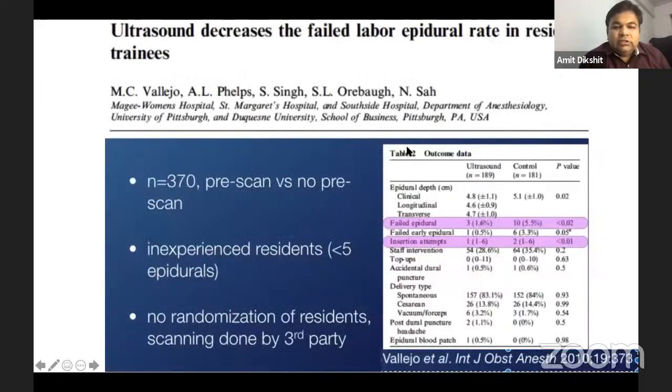So this was another supportive study where you can find that even an inexperienced resident who has done less than 5 epidurals, if we could mark the point and tell them to perform, it has been found that the success rate is more, needle redirections are less.